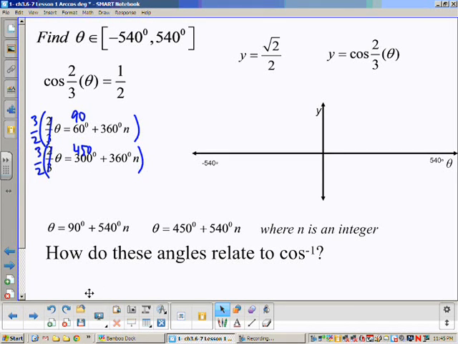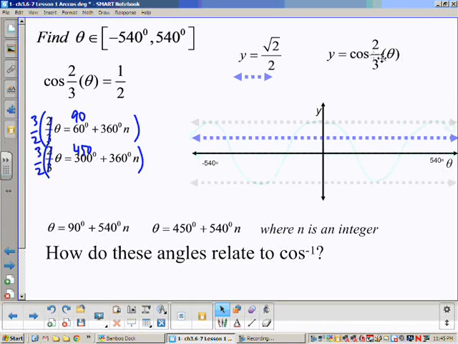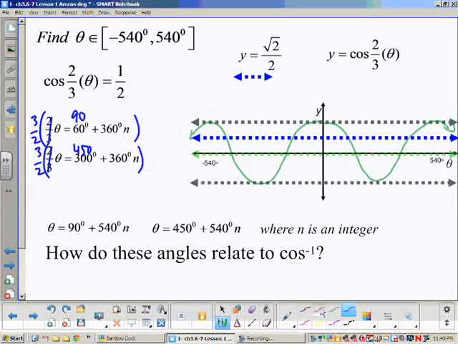So to look at that, if we look at the sinusoid, the graph of y equals root 2 over 2, and the graph of y equals cos 2/3 theta, we set the y's equal, and we see intersections at these places. In this case, 90 degrees and 450 degrees. Also back here at negative 90 degrees and negative 450 degrees.